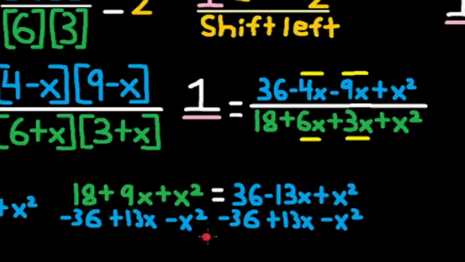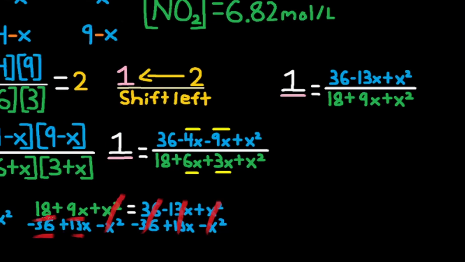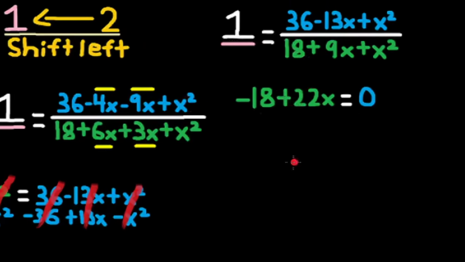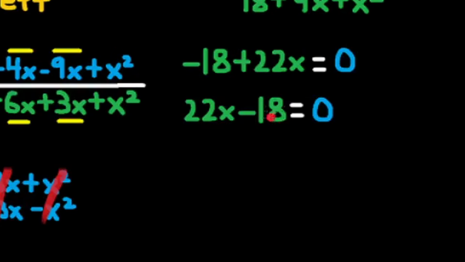And now we just combine like terms. So you can see everything cancels on the right side. So we moved everything to the other side. Positive x squared and negative x squared cancel out. 9x and 13x, we combine like terms. And 18 and negative 36, we combine like terms. 18 and negative 36 will get us negative 18. And 9x and 13x will get us 22x is equal to 0. Let's write this in standard form because it's easier to read. So we have 22x minus 18 is equal to 0.